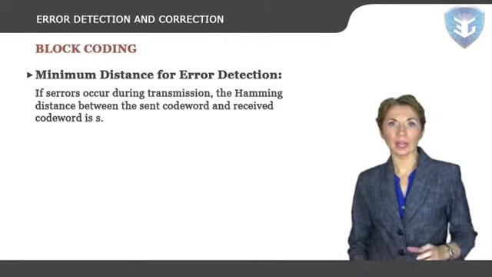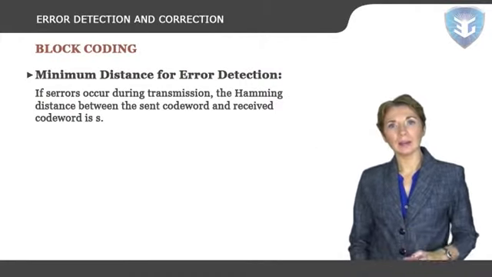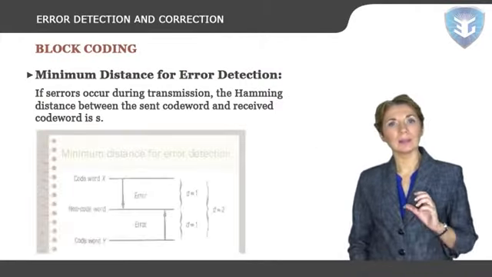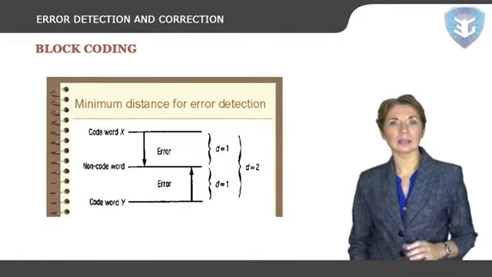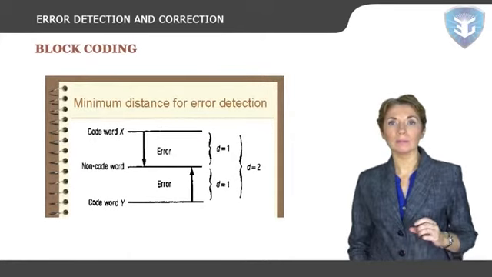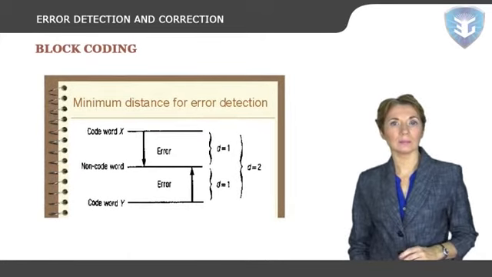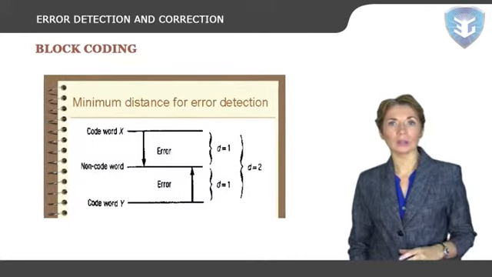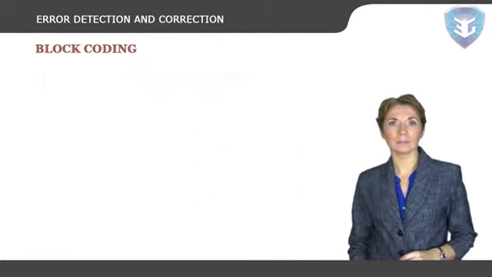Minimum distance for error detection. Now let's find the minimum Hamming distance in a code if we want to be able to detect up to S errors. If S errors occur during transmission, the Hamming distance between the sent code word and received code word is S. If our code is to detect up to S errors, the minimum distance between the valid codes must be S plus 1, so that the received code word does not match a valid code word.